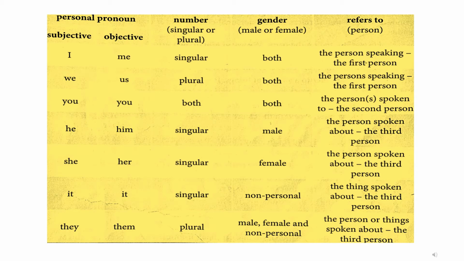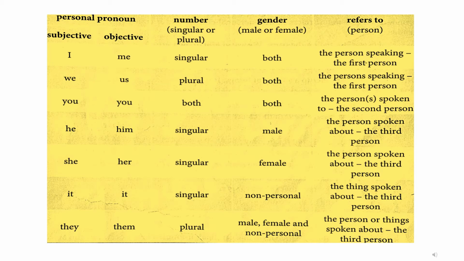We use the first person pronouns I and we to speak of ourselves. The objective form of I is me. This is used for singular number and refers to both genders. It refers to the person speaking. The objective form of we is us. This is used for plural number and both genders. It refers to the persons speaking.